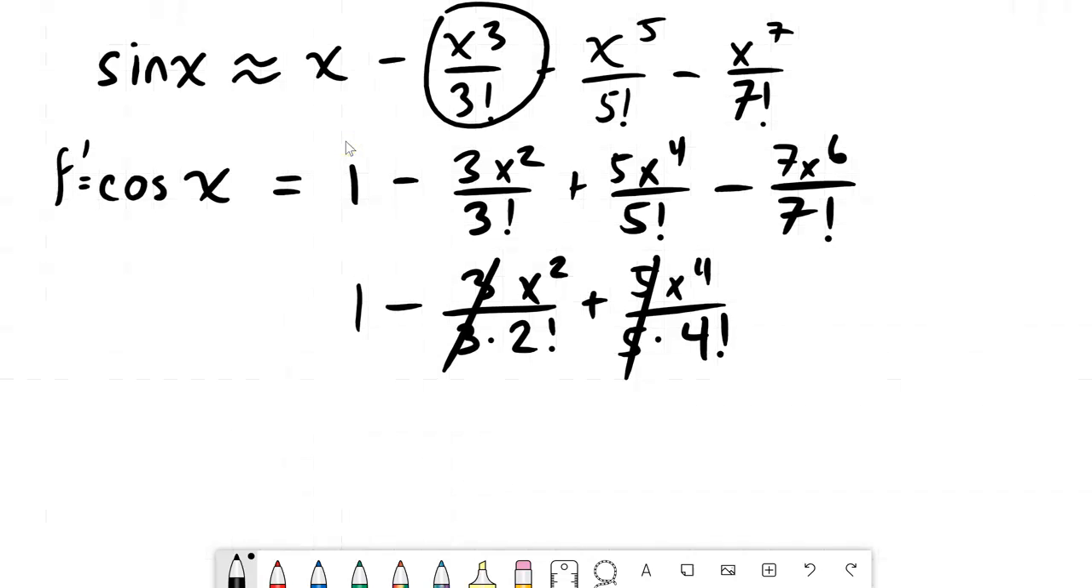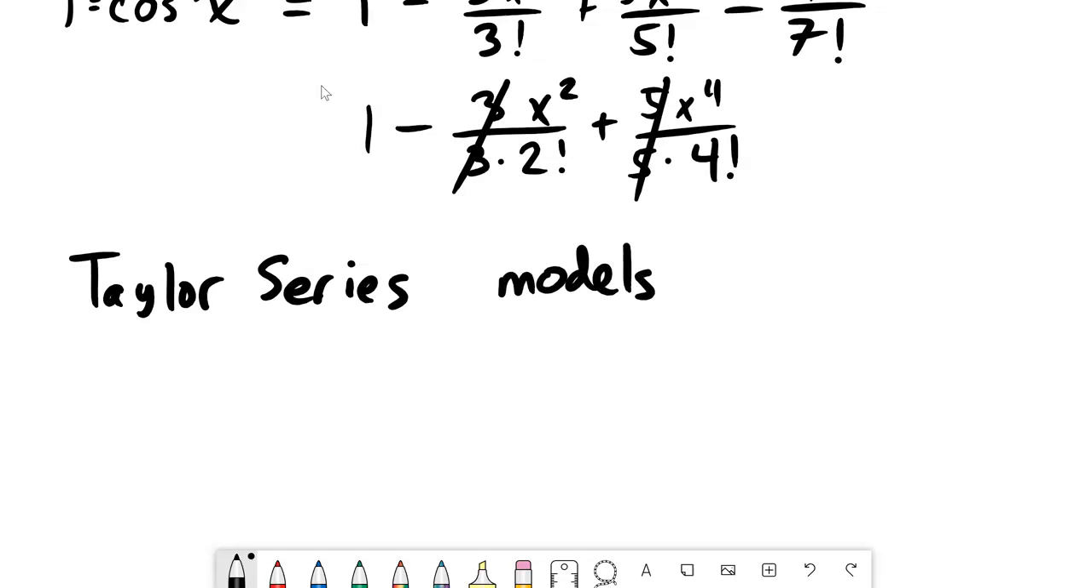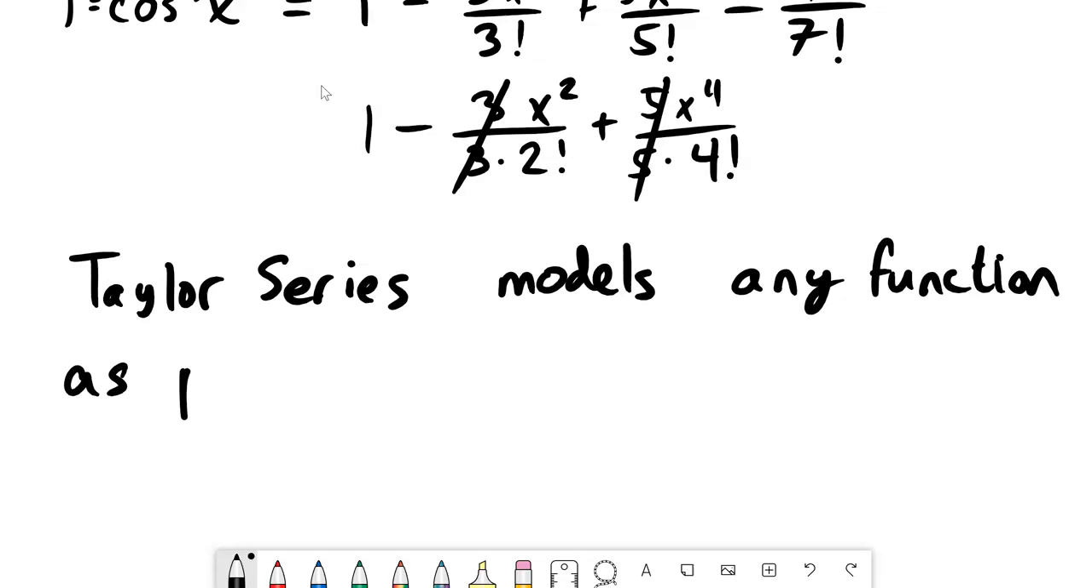What else can we know about this? That seems about right. They have matching derivatives, which is pretty much the key of what a Taylor series actually tries to do. So, here, let me write it down. Taylor series models any function as polynomials.